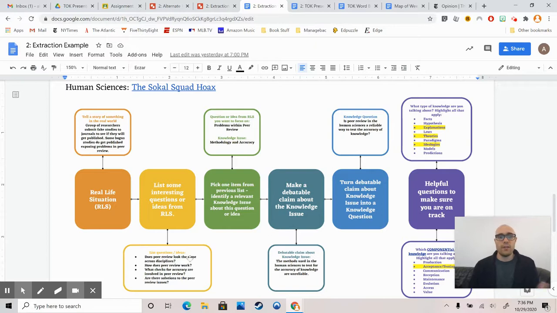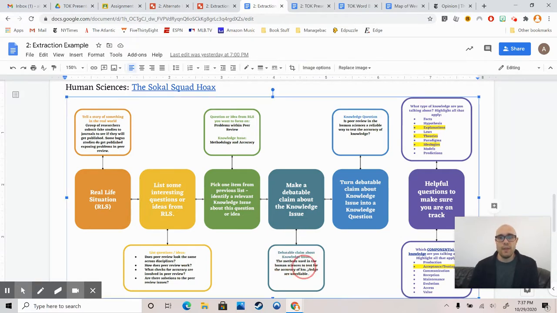All of my questions were really revolving around the problem with the peer review process. That issue is really about methodology. How do we test this information, this knowledge that people are putting in this paper? And it has to do with accuracy as well. How do we make sure that we're getting the most accurate information we can? So I took that knowledge issue and made this debatable claim: the methods used in the human sciences to test for the accuracy of knowledge are unreliable. It's a very debatable claim that peer review, one of the methods used, isn't a really good way to get us to accuracy.